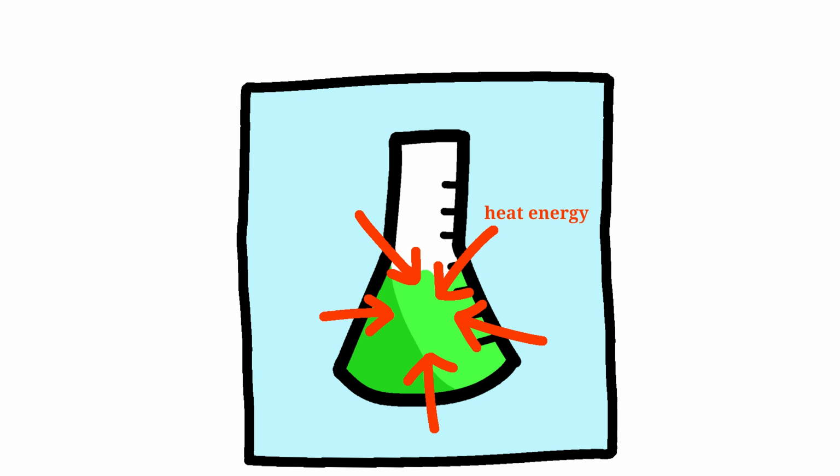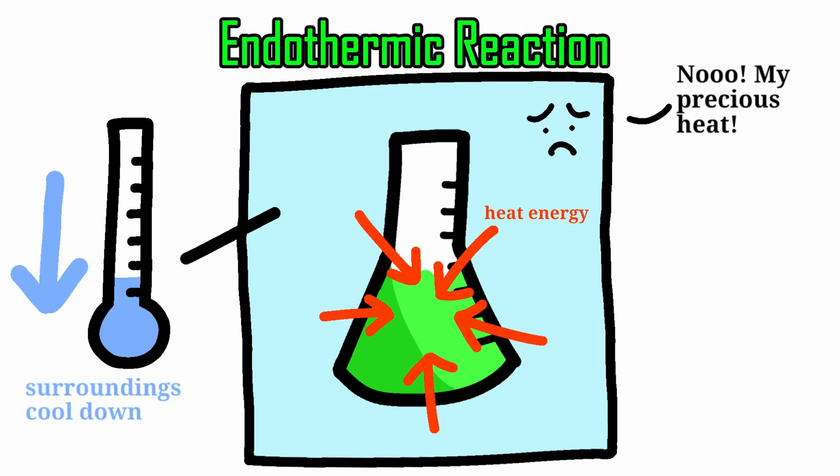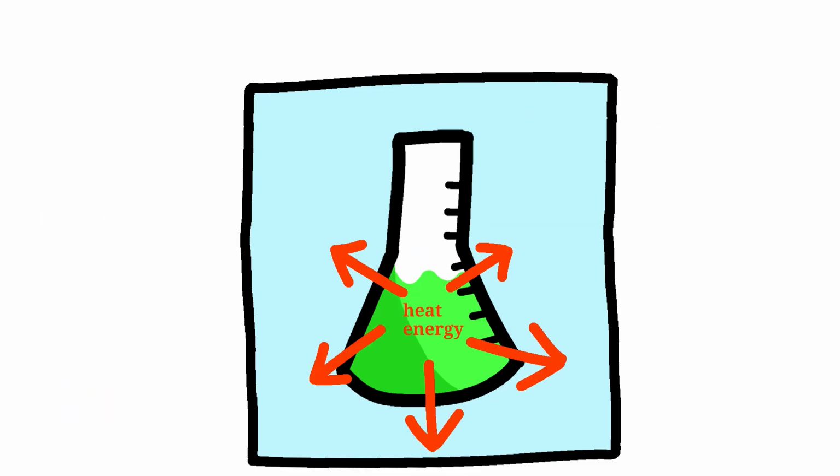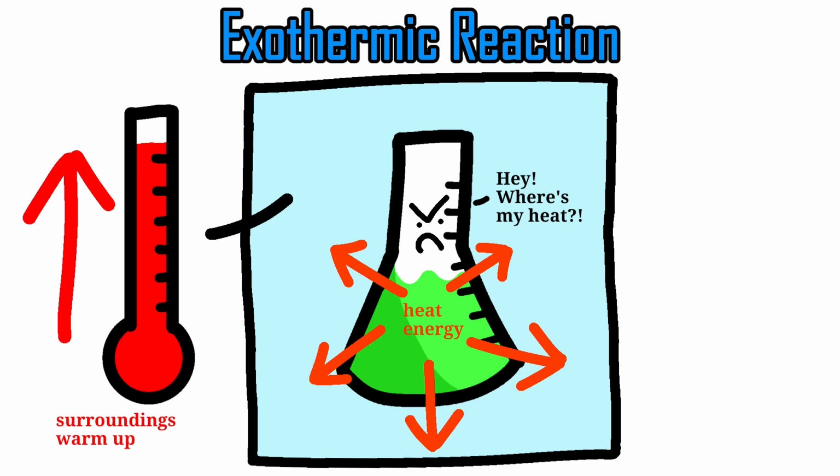In some reactions, heat energy gets transferred from the surroundings and into the system. This means that the system absorbs heat from the surroundings. These types of reactions are called endothermic. In an endothermic reaction, the surrounding area will start to cool down because heat from the surroundings is being absorbed by the system. Now, in another type of chemical reaction, heat is released by the system into the surroundings. This is called an exothermic reaction. In an exothermic reaction, the surroundings start to feel warm because heat energy is going into the surroundings.